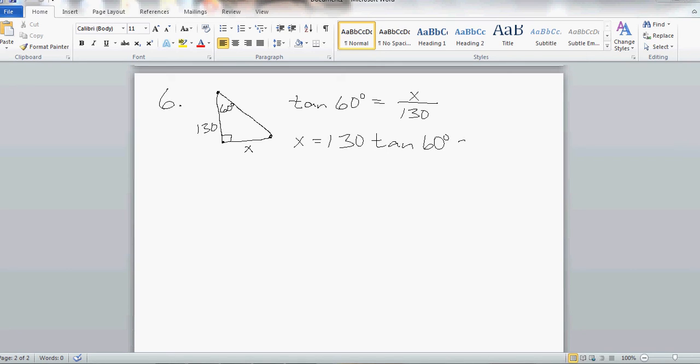Now normally we would want this to be an exact answer because we could calculate the tangent of 60 degrees very easily, but the directions say specifically to round to the nearest foot. So then it's just a matter of taking 130 times the tangent of 60 degrees, and we see that that would be rounded to 225 feet.